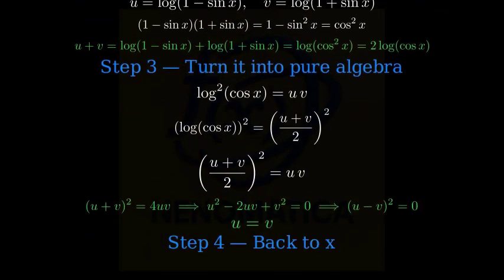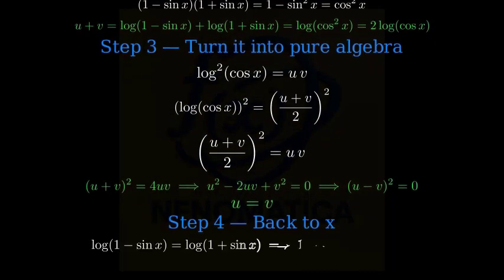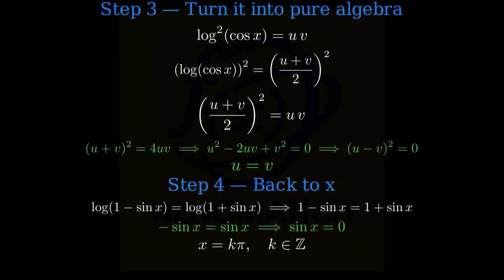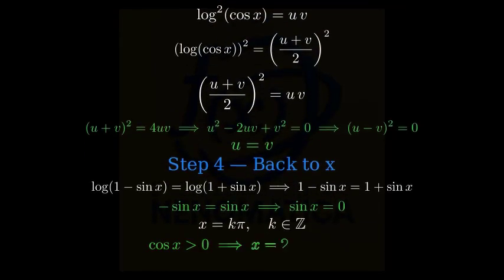Step 4. Translate u equals v back to x. Logarithm is 1-to-1 on positive numbers, so u equals v implies 1 minus sine x equals 1 plus sine x. That yields sine x equals 0. Hence x equals k times pi. But remember the domain. Cosine x must be positive, which keeps only the even multiples of pi. So the solution is x equals 2k pi for any integer k.